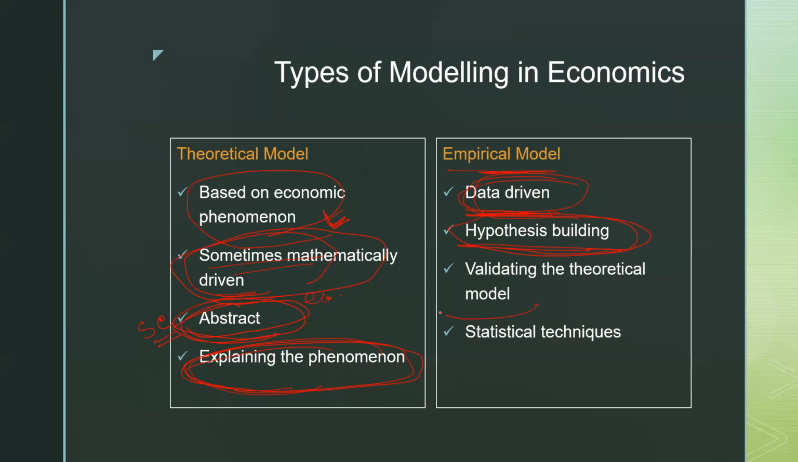Once you build a hypothesis, then you validate that hypothesis, okay, with a theoretical model by using some statistical techniques. So an empirical model is data driven. It is just building the hypothesis, then testing the hypothesis with the theory using some statistical techniques. So this is the difference between a theoretical model and an empirical model. All of you got it?